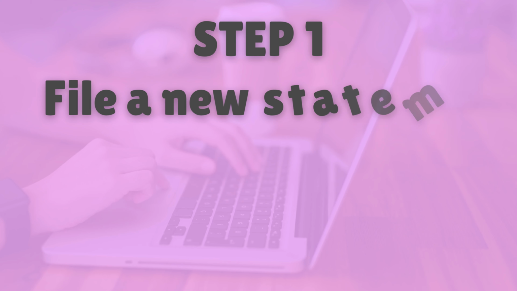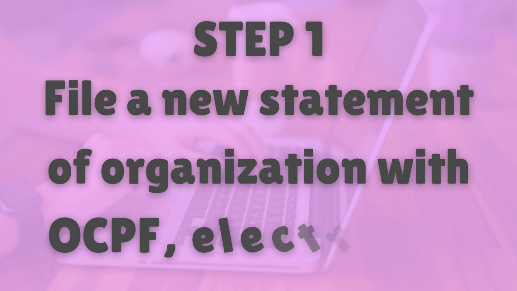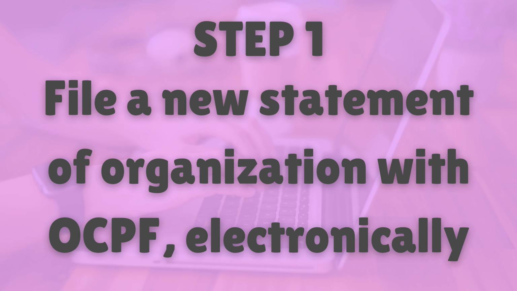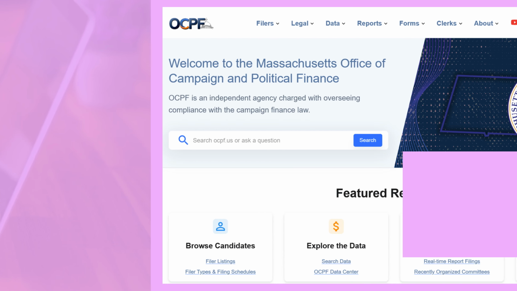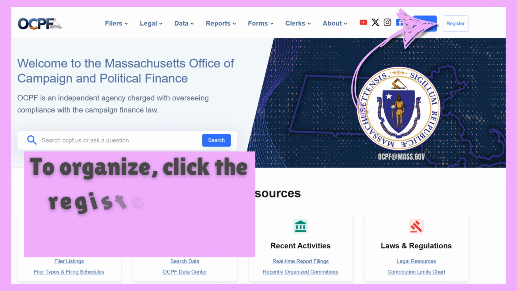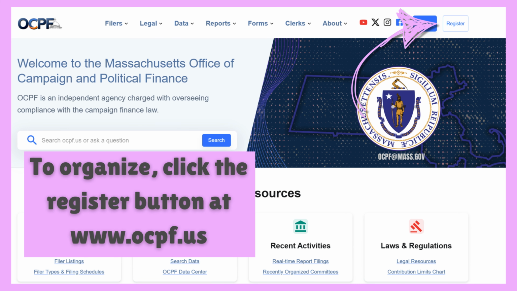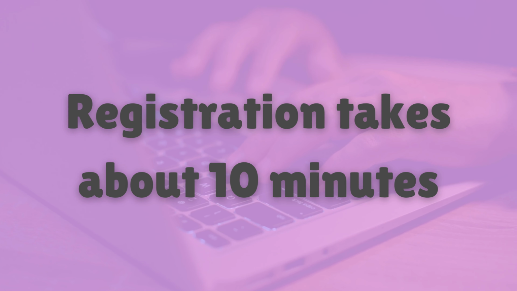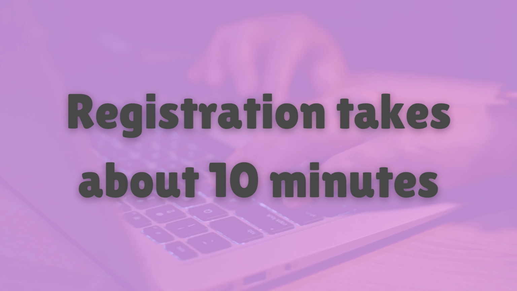Step 1. File a new statement of organization with OCPF electronically. To organize, click the Register button at the OCPF website. Registration takes about 10 minutes.